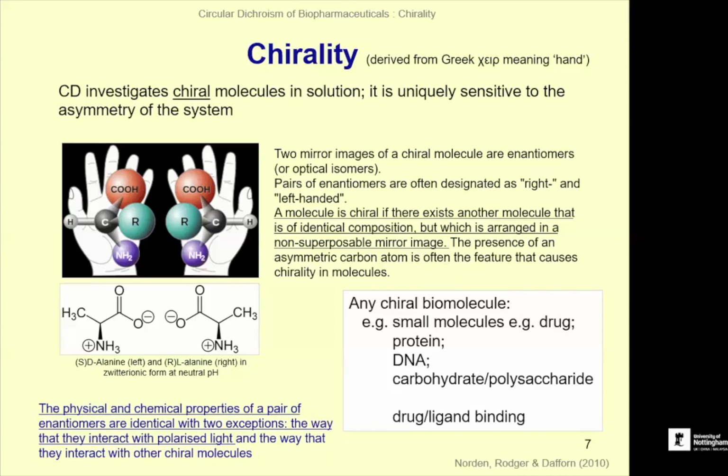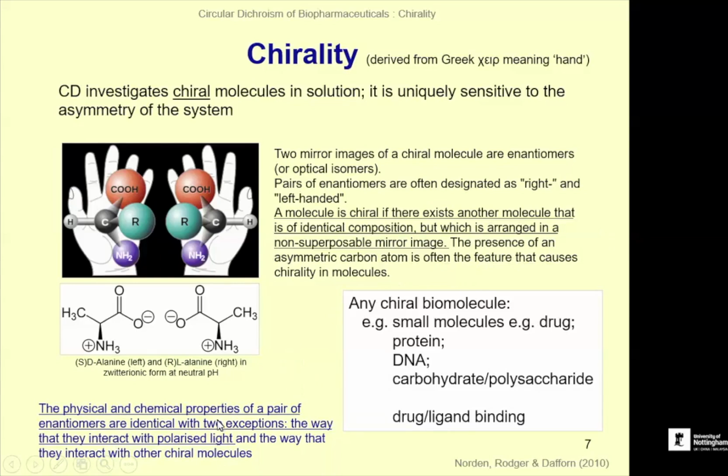And CD can only pick up differences in left and right-handed circularly polarized light because there is that asymmetry to see that difference in CD. So we're talking about optical isomers here then. I've just explained that, haven't I?